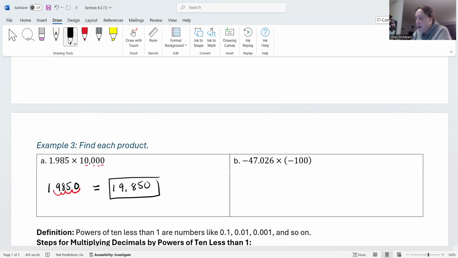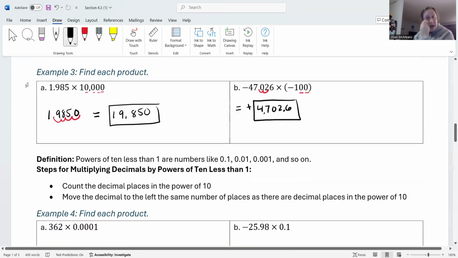Okay, so let's practice one more time, but this time we have to be really careful with our signs. Okay, so we have negative 47.026. We're going to multiply that by negative 100. So remember, when you multiply two negatives, you get a positive product. Okay, so my power of 10 is negative 100. It has two zeros. Each of those zeros, I can move my decimal one place. So I can move my decimal a total of 2 times, which makes it 47,026. So we get 4,702.6.